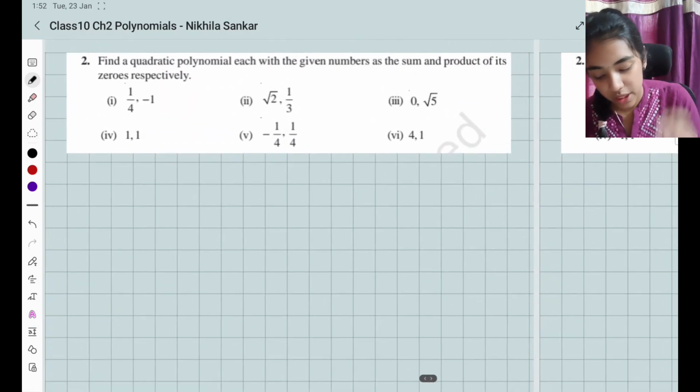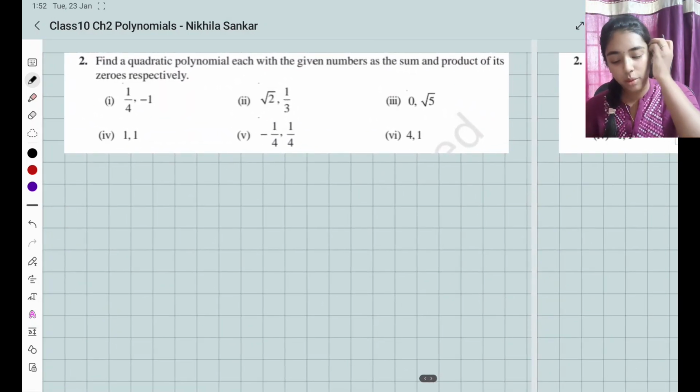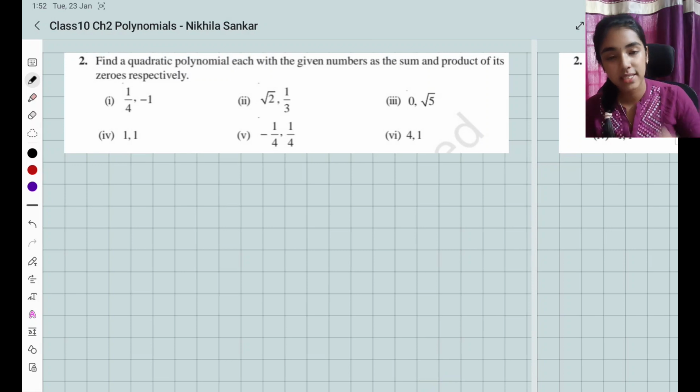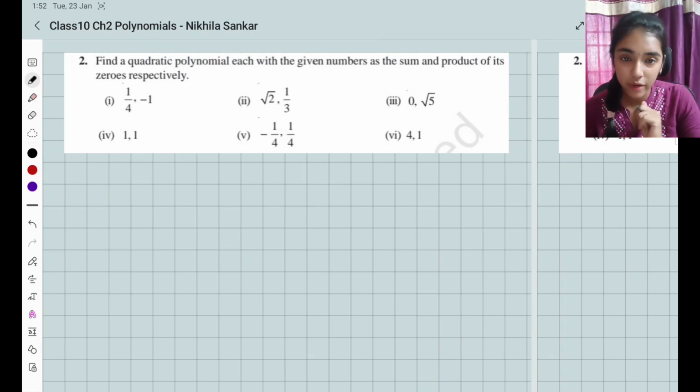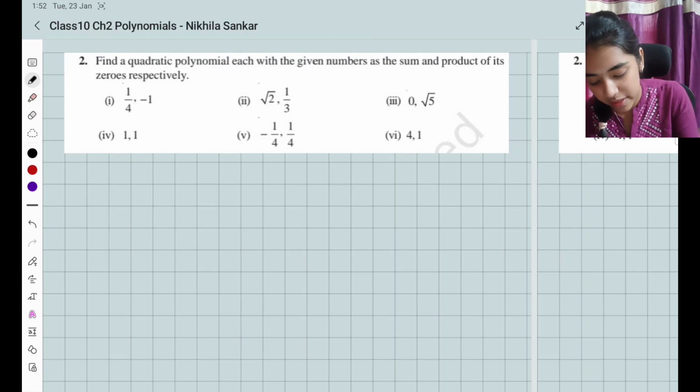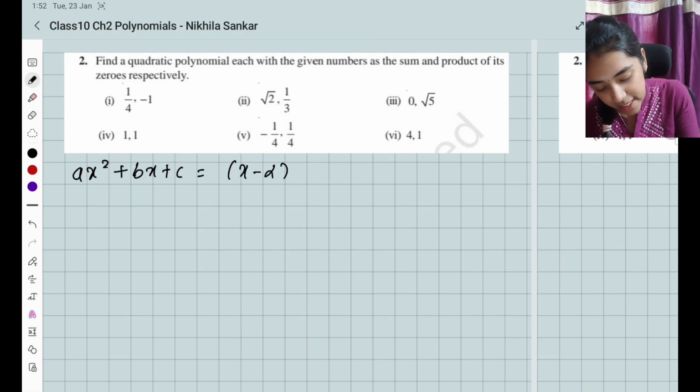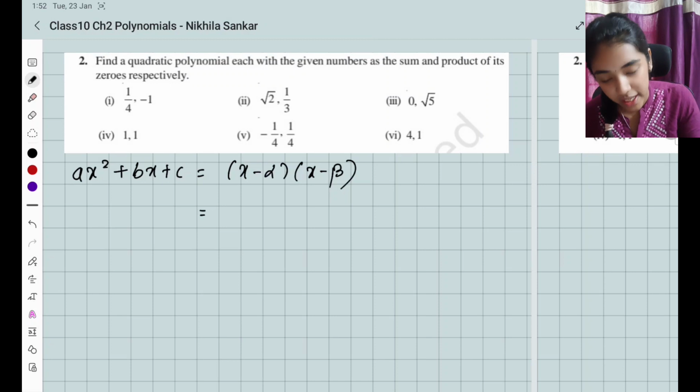Now, question number 2. Find the quadratic polynomial for which the sum of the zeros and the product of the zeros are given, so you have to find the quadratic equation. Okay, it's very very simple. So first of all, how can we write ax² plus bx plus c? We can write it as x minus alpha into x minus beta. Okay, now without substituting values first, I'll directly find what the equation is.